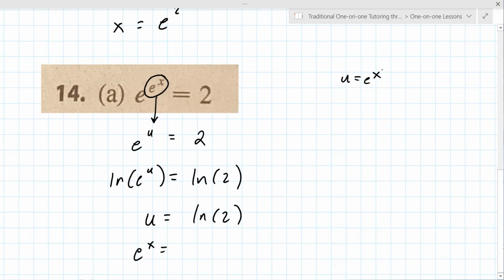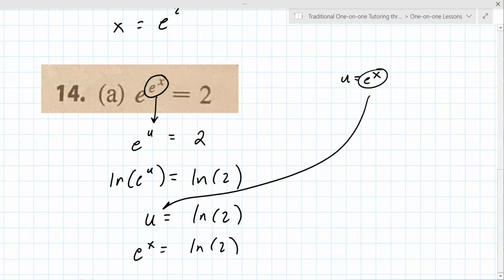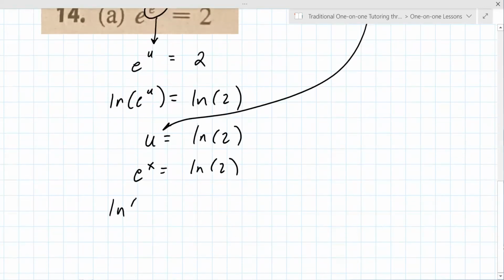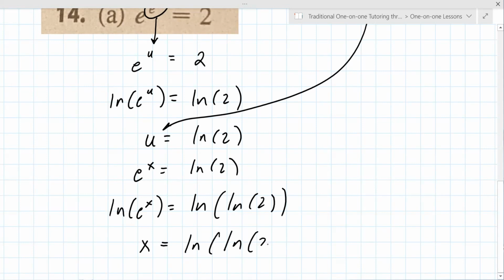So you put that back in, and how do you undo e again? Well, it's the same deal. You take the natural log of both sides, and you can take the natural log of the natural log. It's just an operator. You just do it and then you do it again. So maybe it looks funny, but it is totally okay. So the right side is the natural log of the natural log of 2.